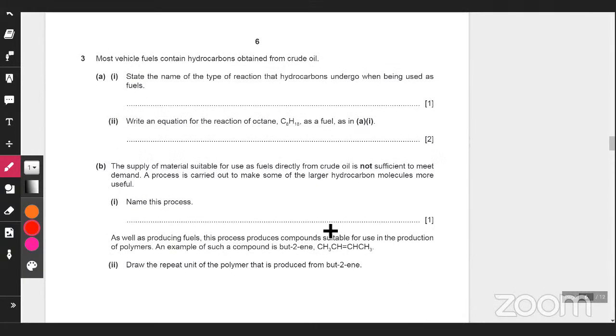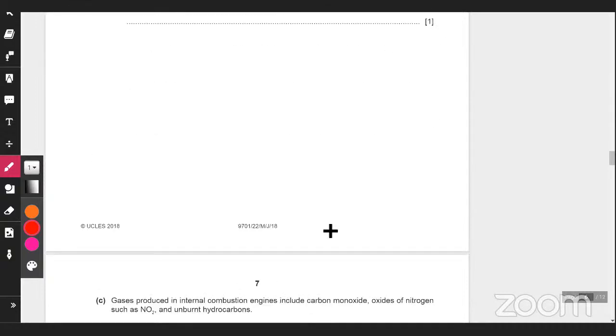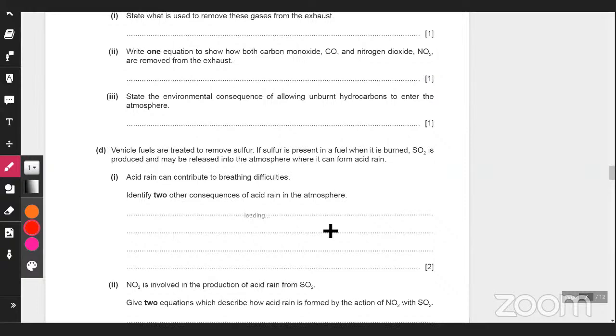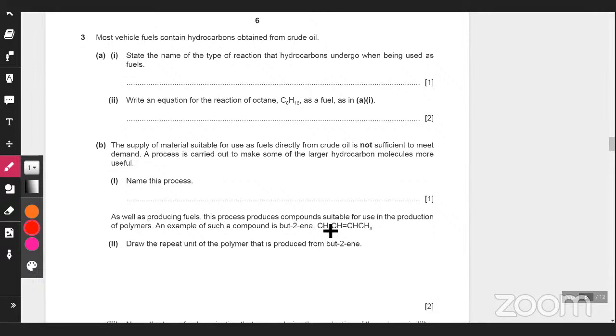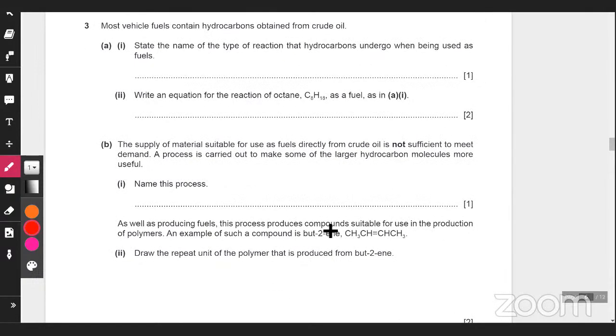So from the third question, we can try and do this one. Most vehicle fuels contain hydrocarbons and they are obtained from crude oil. State the name and type of reaction that hydrocarbons undergo when they're being used as fuels. This is a simple question. What's the reaction called? Oxidation? Not oxidation. I mean, it should be acceptable, but it's actually combustion.